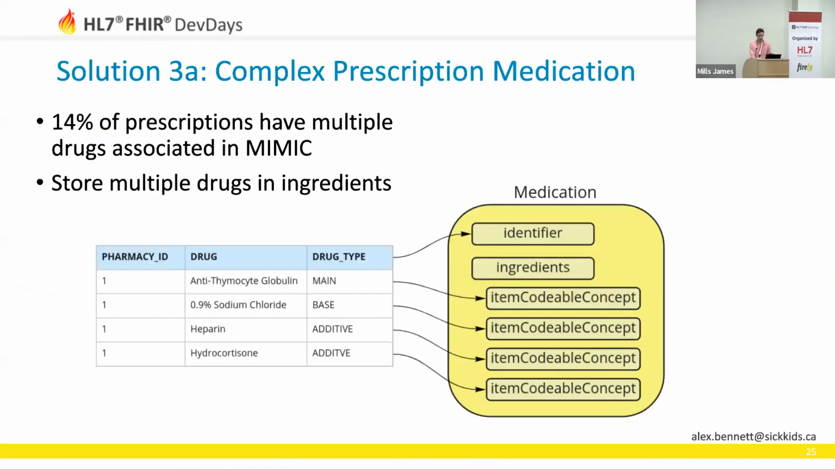And so for that kind of prescription problem, we saw it in about 14% of the prescriptions that came through in MIMIC. And so this maybe is the legacy data that is causing some of this difference here of the prescription and the administration not fully matching up, but we still need a solution. And so we created a medication resource with ingredients pointing to each of the individual drugs. And so you would point to this medication, and it would encompass all those drugs as you're administering it.